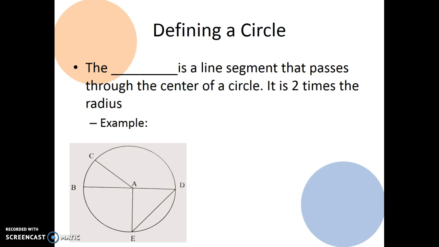The diameter is a line segment that passes through the center of a circle. It is 2 times the radius. So a diameter has to extend from one point on the circumference through the center to a point on the other side of the circumference. It basically cuts the circle in half, right? Okay, so line segment BD is a diameter, and that's actually the only one that I have pictured here.